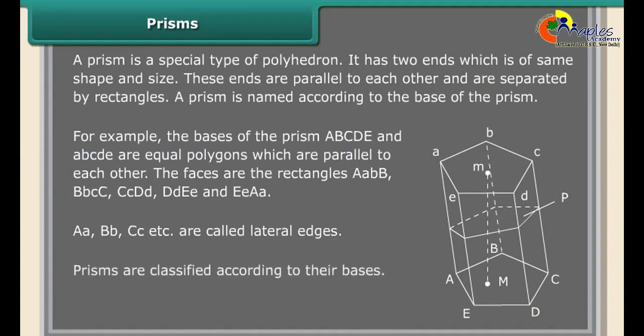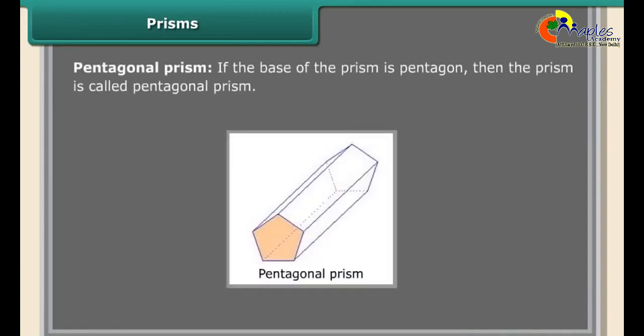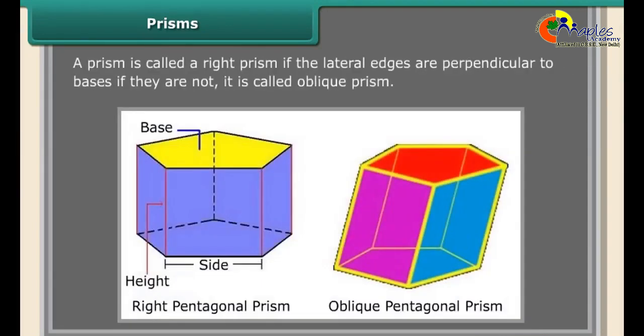Prisms are classified according to their bases. Triangular prism: a triangular prism is composed of 2 triangular bases and 3 rectangular sides. Pentagonal prism: if the base of the prism is a pentagon, then the prism is called a pentagonal prism. A prism is called a right prism if the lateral edges are perpendicular to the bases. If they are not, it is called an oblique prism.